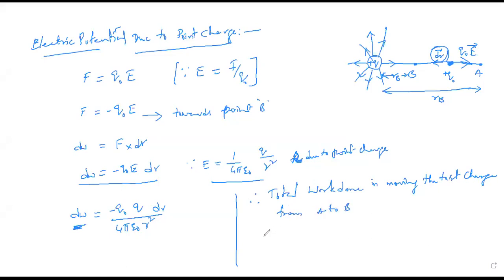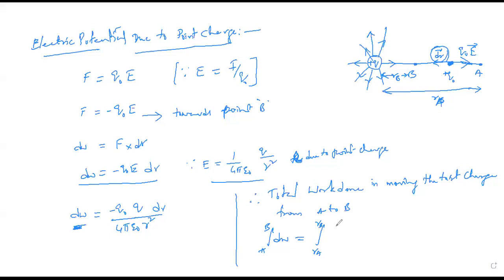So how will it become now? It is with respect to A and B, in between, that we are doing. So here A to B, we can write this as integral A to B for the whole, that is dW, equal to the integral from RA to RB, because the distance from the point charge to the point A is RA, and the distance from the point charge to point B is RB. So we are writing for the whole part. So it should be integral RA to RB.